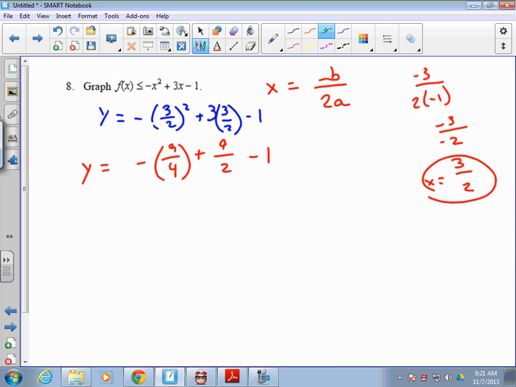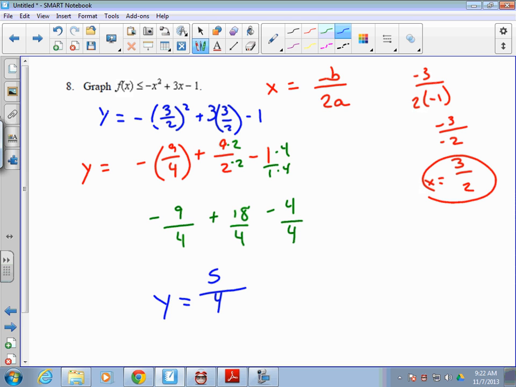So if we change all of these to have the same denominator, the same bottom number, they'll all be 4. So negative 9 over 4 is going to stay the same. This one has to multiply by 2, so plus 18. And this is over 1, so that has to multiply by 4, so minus 4. So your bottom number is the same now. Keep it as 4 and add straight across. Negative 9 plus 18 is 9, and 9 minus 4 is 5. So your x value, I'm sorry, that's your y value, is 5 over 4.